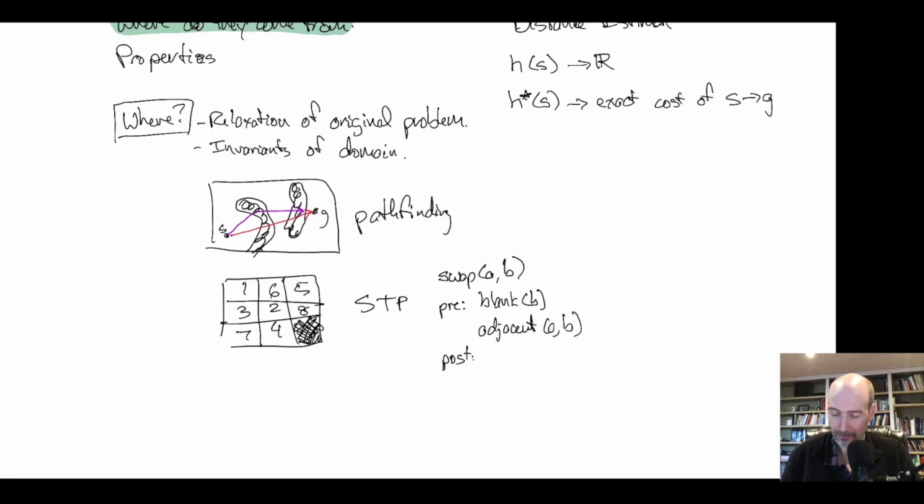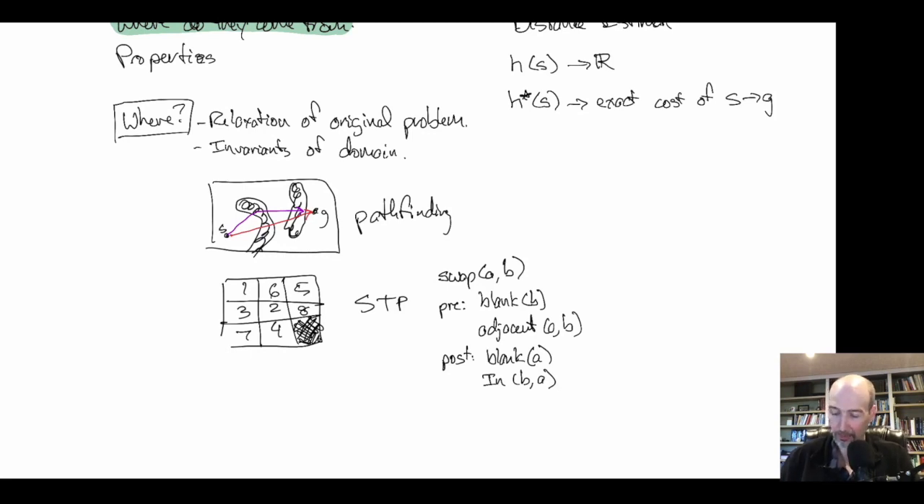Those effects might say that once I do the swap, then A is blank, because B was blank before. I'm not going to write it down here, but B is not blank because we've made that move. And then B is in location A. In practice, you need a couple more things here to handle things that are deleted from the environment, and I'm not going to talk about those here.